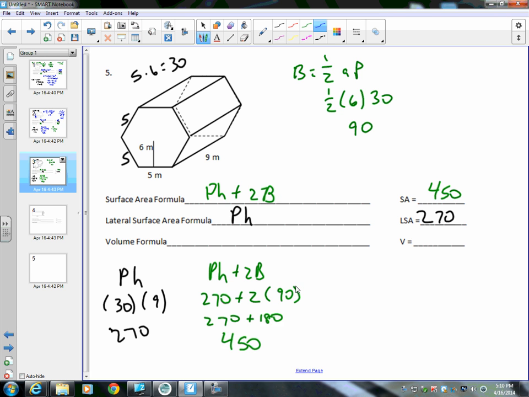Last is volume. Volume of a prism, big B times H. Again on this one, we already know what big B is. It's 90. Height is in between the two bases, which is 9. 90 times 9 gives us 810.